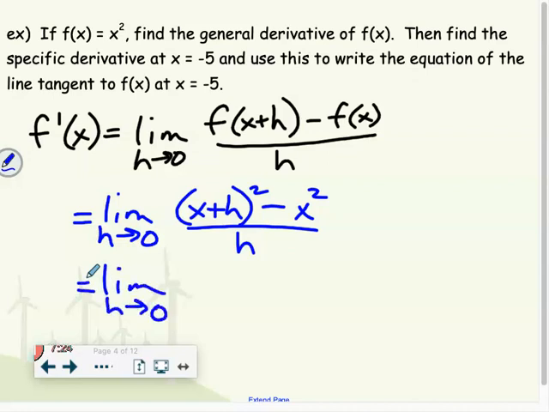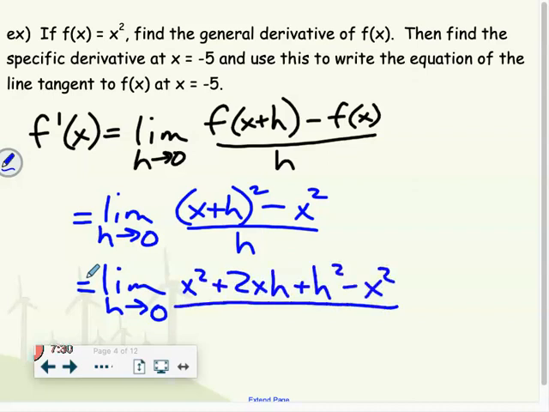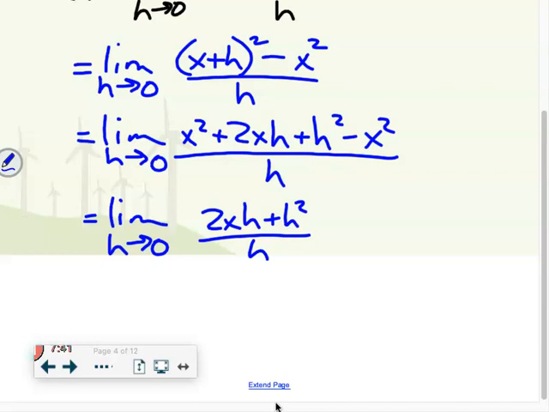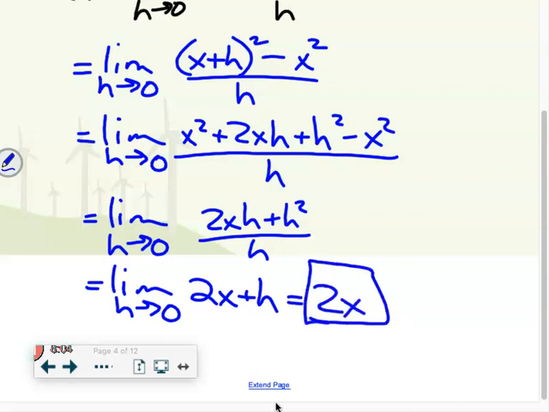All right, so foiling this out, we get x squared plus 2xh plus h squared minus x squared. And then you can cancel your x squared terms. So we get 2xh plus h squared over h. You can cancel an h from every term. And you're left with 2x plus h. So does that mean my derivative is 2x plus h? No. Keegan, what do I have to do? You have to plug in 0 for h. Okay, so then I plug in a 0 for h, and my final answer is 2x.